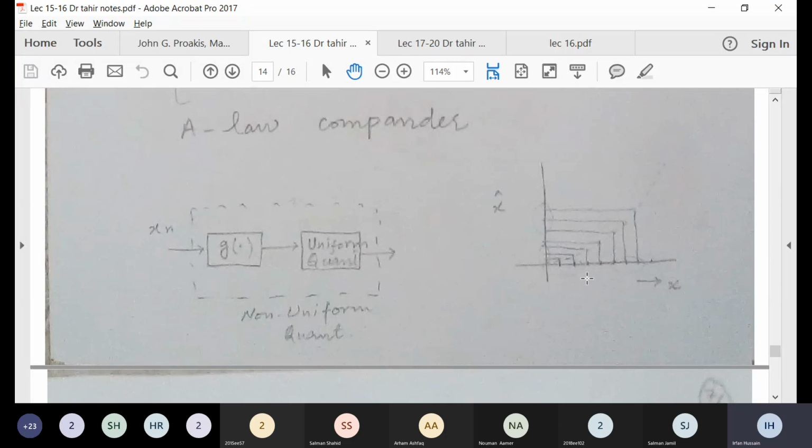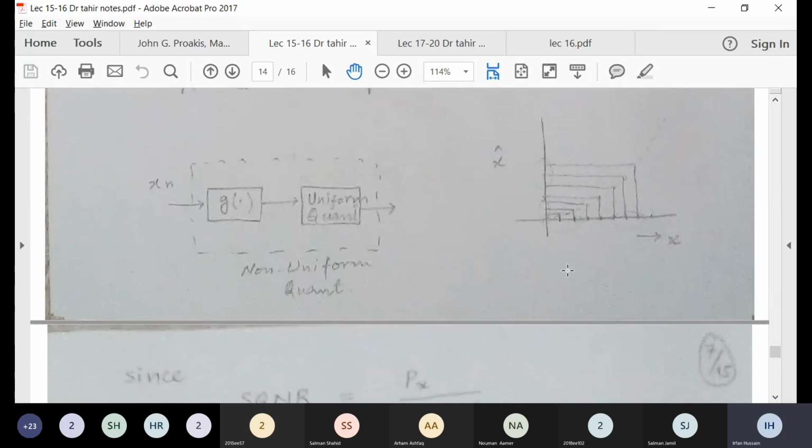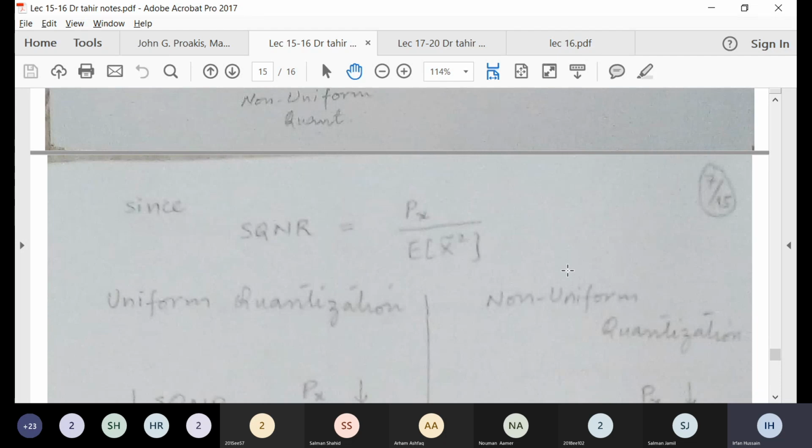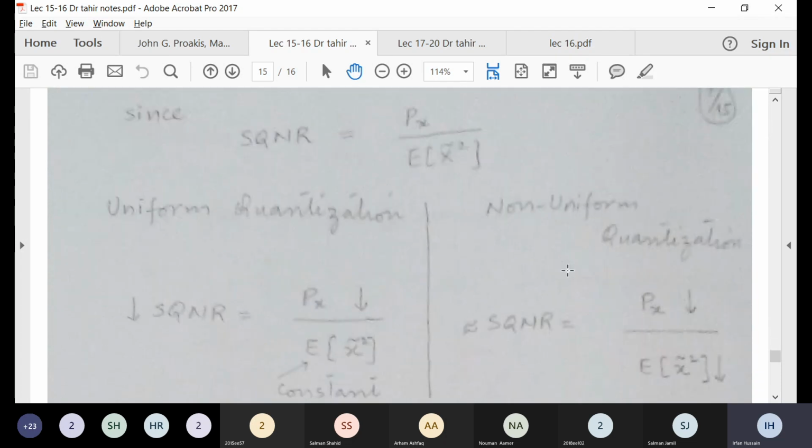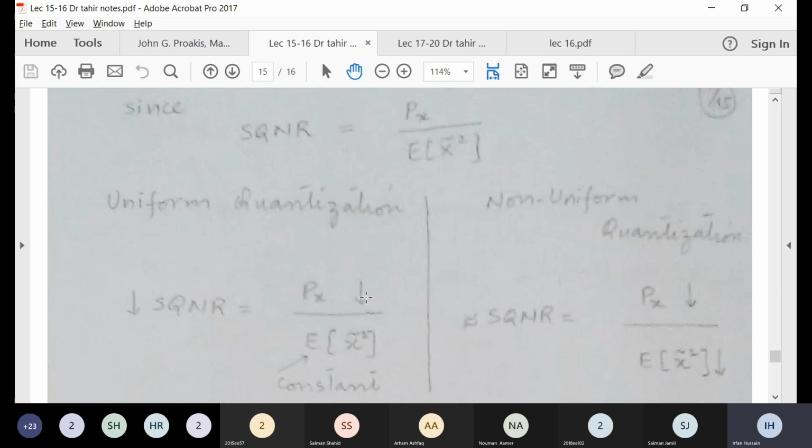So you can see this is non-uniform. For lower values you have lower intervals, for higher values you have greater intervals. And you can see that for uniform quantization, if the power in the signal is decreasing, which we can map to an SQNR, then this means that SQNR is decreasing.